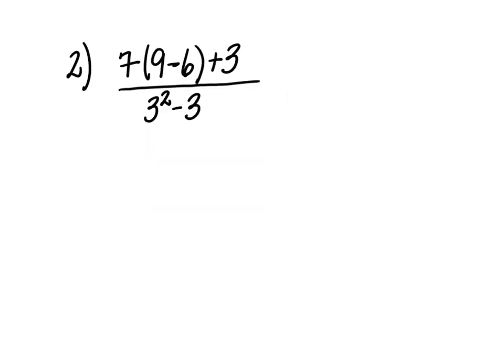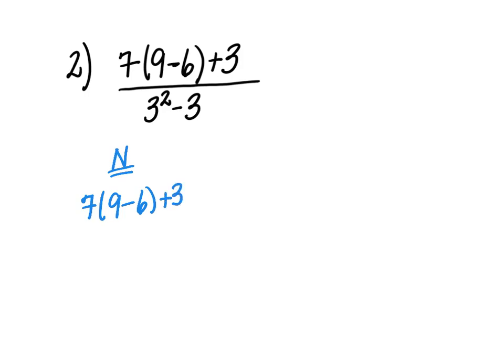Number 2, 7 times 9 minus 6 plus 3, all divided by 3 squared minus 3. So in this fraction, I'm going to first just simplify my numerator and get it down to one number. And then I'll simplify my denominator and get it down to one number. And then I'll put the fraction back together and see if I can simplify one more time. So I have 7 times 9 minus 6 plus 3 for the numerator.